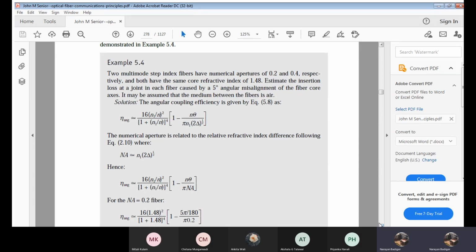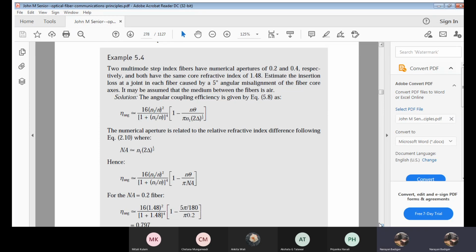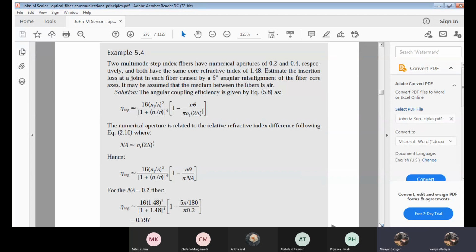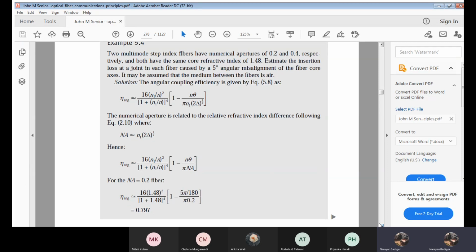N1 will be how much? 1.48. N is 1. Then NAs are given, and now we will have the delta component here. Based on that delta I can calculate NA. Now NA, the numerical apertures, are given. For two different values, we'll see this problem quickly. Now what the problem here is, I need delta, and that delta can be calculated using numerical aperture. Correct?